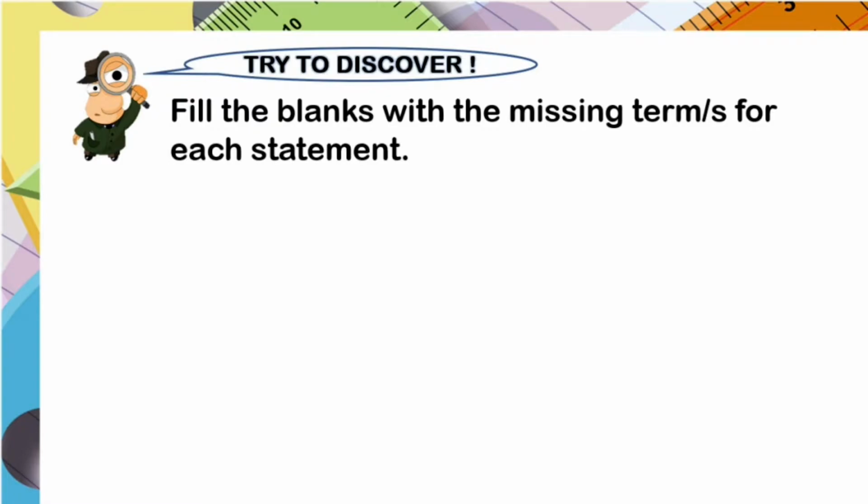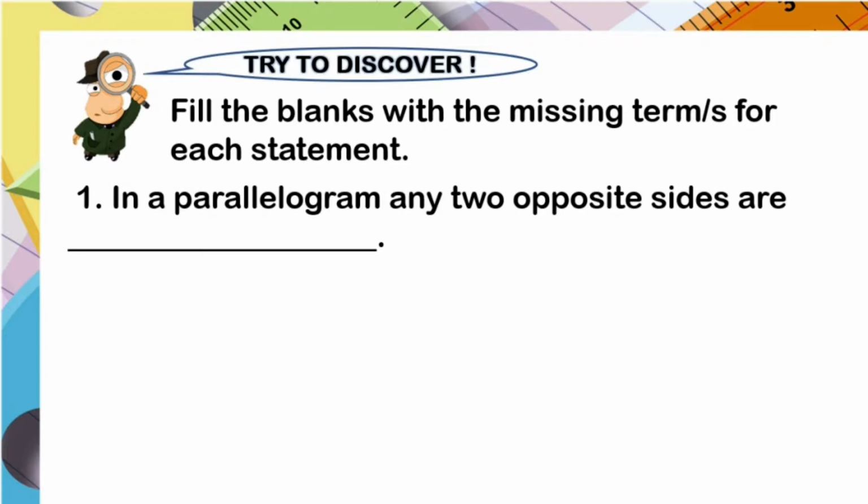For us to recall their properties, let us fill the blanks with a missing term or terms for each statement shown in our presentation. For number 1, in a parallelogram, any two opposite sides are blank. If your answer is congruent, then you got the correct answer.